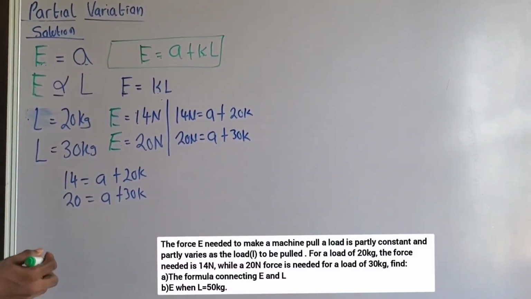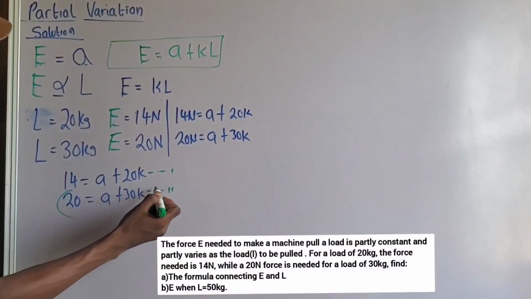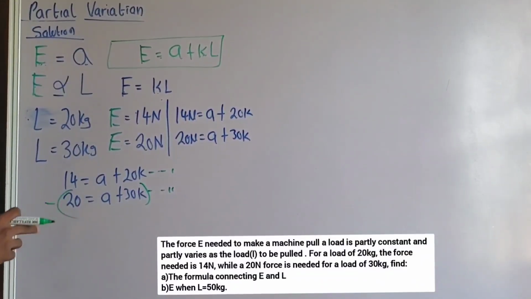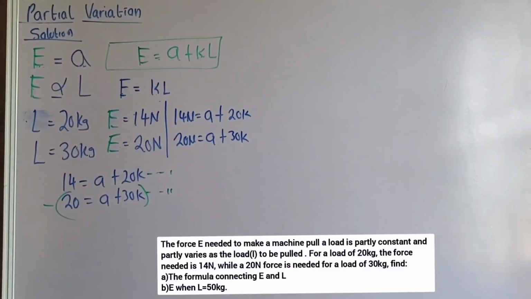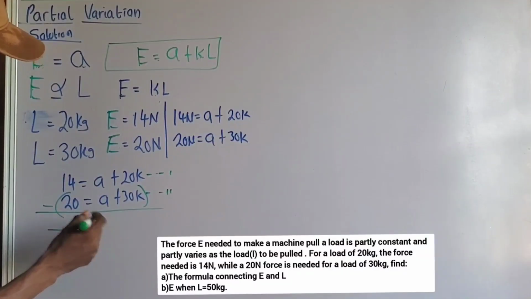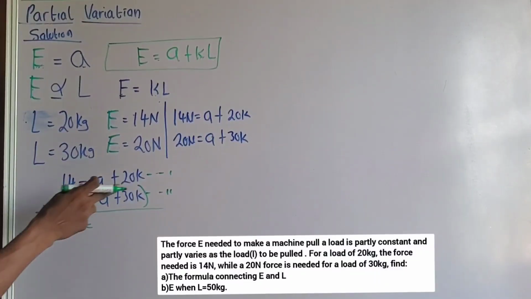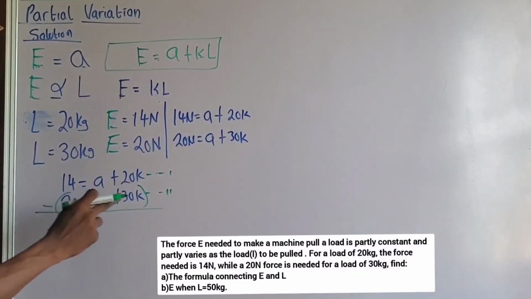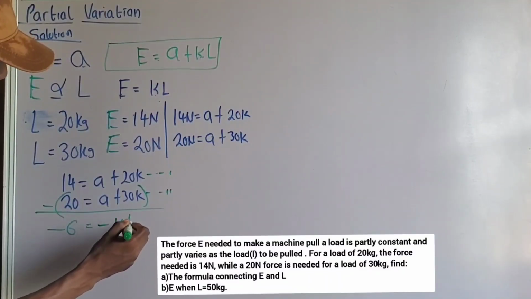All you have to do is just subtract equation 2 from equation 1. So I'm going to have this minus this. Are you getting what I'm trying to say? Okay, 14 minus 20. That is what? Minus 6, right? Yes. So I'm going to have minus 6 equals to A minus A. We've already eliminated A like that. A minus A will give us 0. Are you getting it? 20k minus 30k. That's what? Minus 10k. Okay.